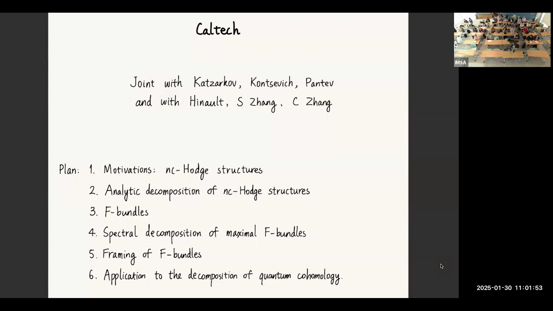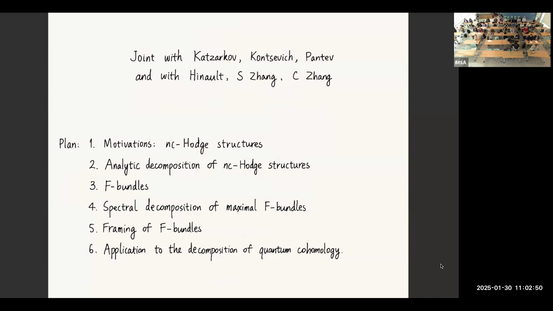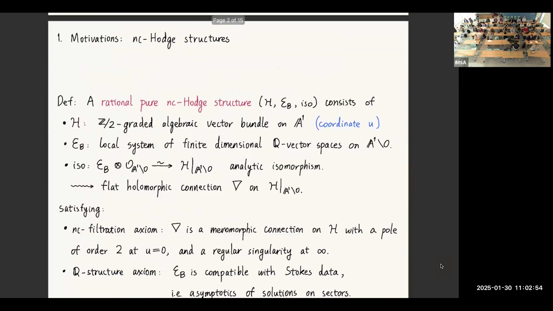And then I'll talk about the two theorems regarding these F bundles. One is the spectral decomposition theorem, and another is the framing theorem for F bundles, and both are fundamental properties of F bundles that are used in the application to birational geometry. And finally, I'll discuss application to the decomposition of quantum cohomology. Of course, all the theory is set up for the application to birational geometry, and we are working on more refined notions of F bundles in order to explore stronger birational invariants. So if you have any questions, please don't hesitate to interrupt me during the talk.